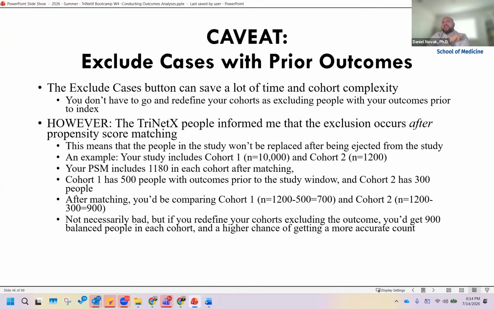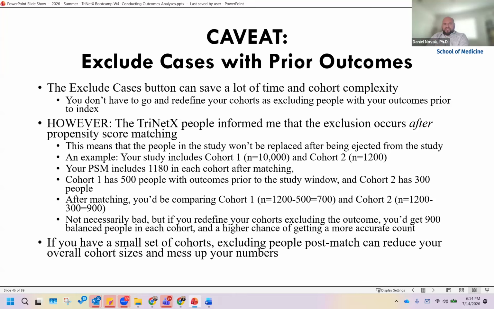So by going back to your cohort, excluding people with your outcomes prior to the start of your study, you'll save more people here. I'll tell you a little bit about where you're going to find this information in TriNetX to see if you should go do this. So if you have a small set of cohorts, excluding people post-match can really reduce your overall cohort sizes and mess up your numbers.